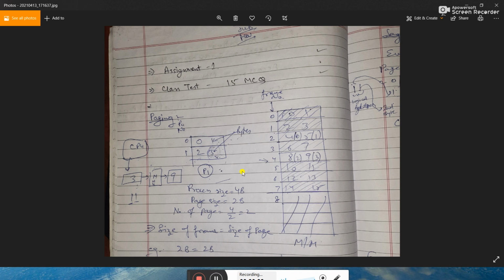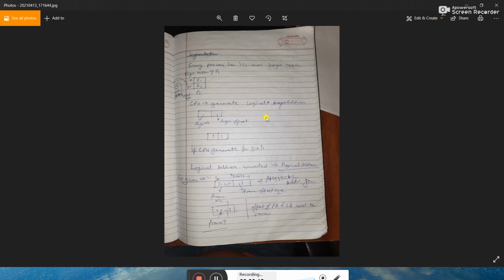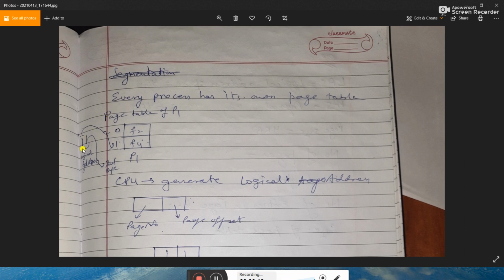Okay, so now see the page table. How can I make my page table? You know that just now I told you about 1 1, which is my logical address. So the first one is my page number, and this is my byte number, because we have only 2 bytes. So 2 bytes can be accessed by 0 or 1.